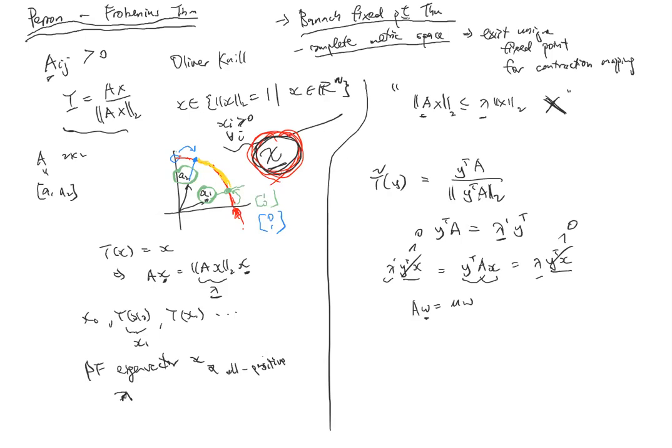Let's say I have A w is equal to mu w here. Now, let me consider, let's see, let me consider the absolute value of w multiplied by y transpose and times mu.